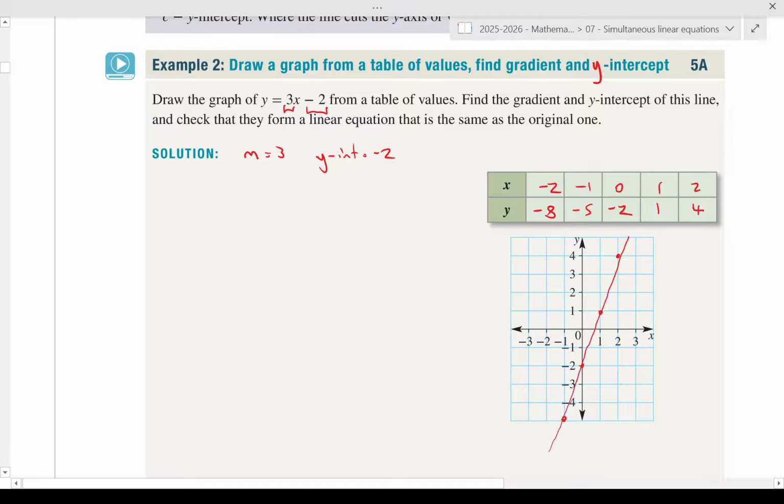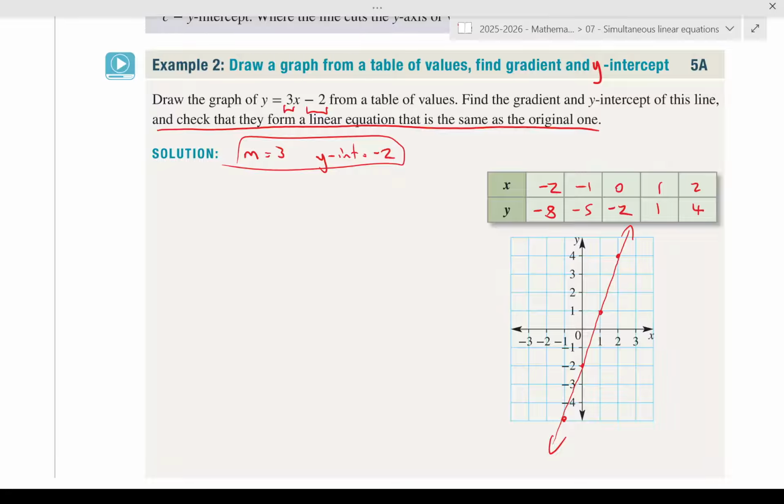Now, technically, the question has just asked us to draw the graph, which we have now done using a table of values. But then it goes on and asks us to check that they form a linear equation same as the original one. So we've already worked this out, but we worked it out so that we could double check ourselves, basically. So what we're going to do now is work out what the y-intercept and the gradient are on this graph. So the y-intercept is where the line crosses the y-axis, which in this case is there. So our y-intercept from our graph, so not from what we've done up here, but from our graph, is indeed minus 2.